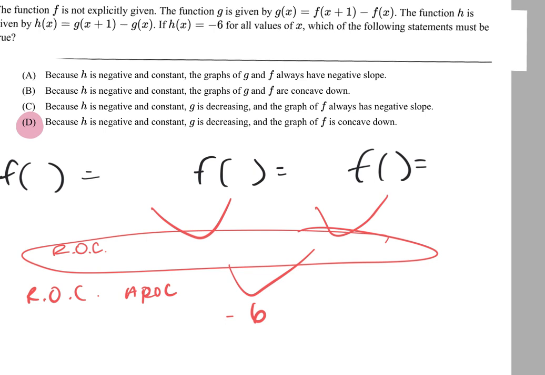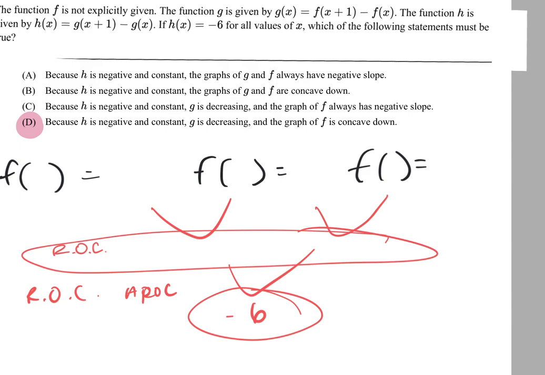How do you know if it's decreasing? Concave down. Because the rate of change is negative 6. It gave you negative 6. But h of x isn't f of x. H of x is the rate of change of the average rates of change. You have to learn that.